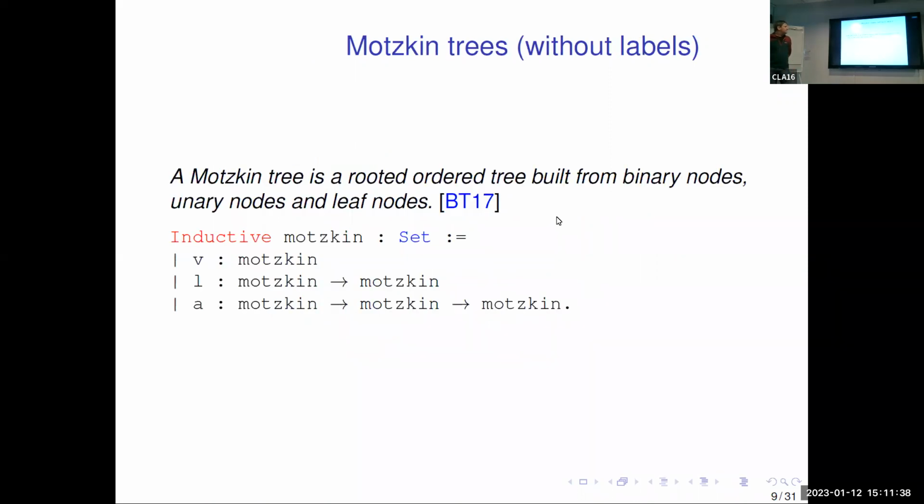Okay, so to do that, we consider Motzkin trees without lambdas, without labels, sorry. So what is a Motzkin tree? It's exactly the same thing as the LMT, except that you just don't have any natural number here in the first constructor. So it corresponds to a rooted ordered tree, which is built from a binary node, which corresponds to A, a unary node, which corresponds to L, and some leaves, but you do not distinguish between all the leaves.